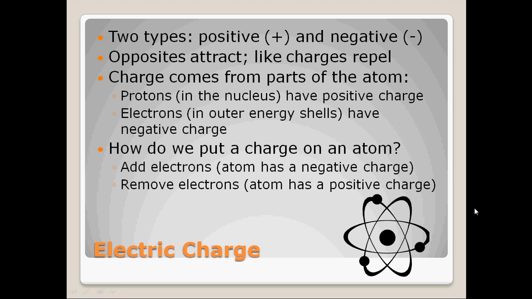Now, the effect that this has on the charge of the atom is a little counterintuitive because if you recall, our electrons are negative. So that means if we add electrons, we've got more negative charge. So adding electrons gives a negative charge to the atom, whereas if we take away electrons, then we've got more protons than electrons and an overall net positive charge. I know that seems a little counterintuitive that adding electrons gives a negative charge and removing them gives it a positive charge, but that's just the way it is, folks.